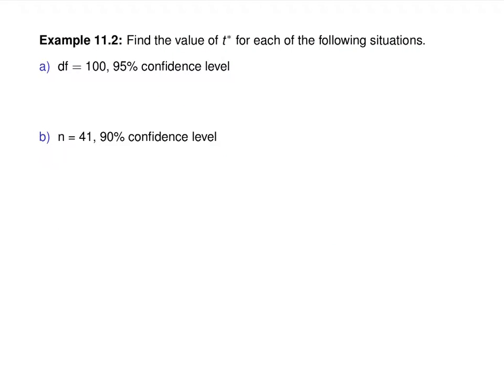Okay. So do you guys have your T-star tables? Okay, so chapter 11 is finding confidence intervals. So if we're finding confidence intervals, we need multipliers. So if we have degrees of freedom of 100 and 95% confidence level, just tell me what the T-star is going to be. I got 1.98. Y'all see that?